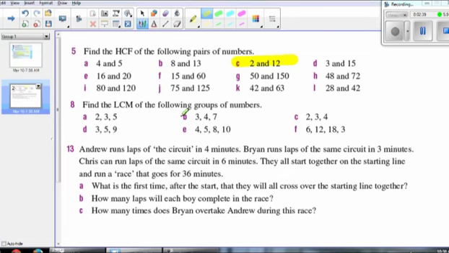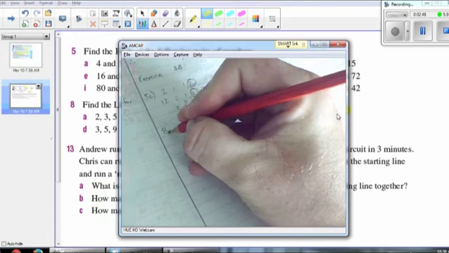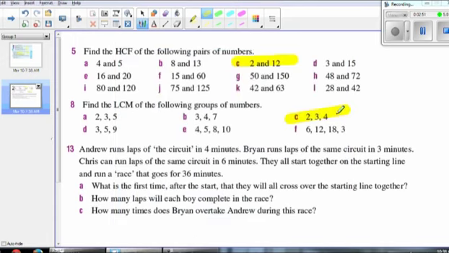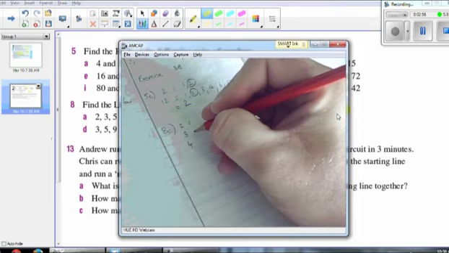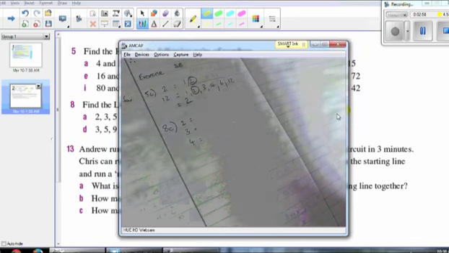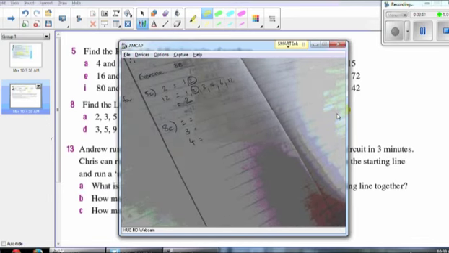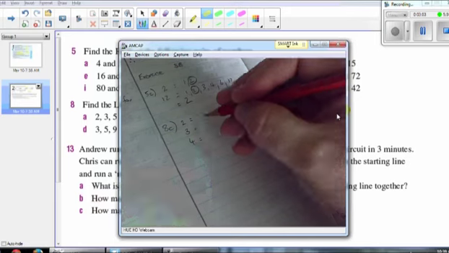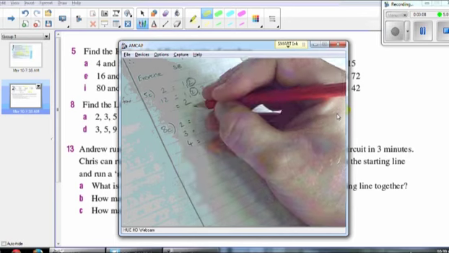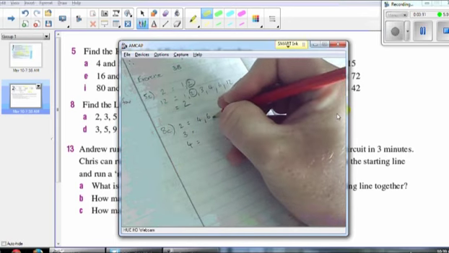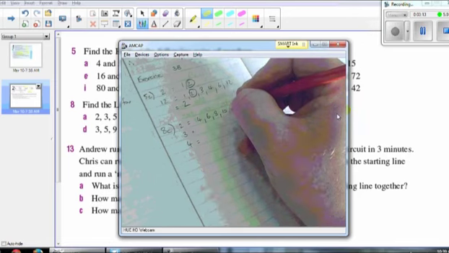Finding the lowest common multiple of the following groups of numbers. All right, so let's have a look at C again. So 8C. And our numbers there were 2, 3, and 4. And what you should do here is just start listing the multiples of these numbers. And do 2 or 3 at a time, and then we'll see if we're getting closer. So obviously we've got 2, 4, 6, 8, 10, 12.